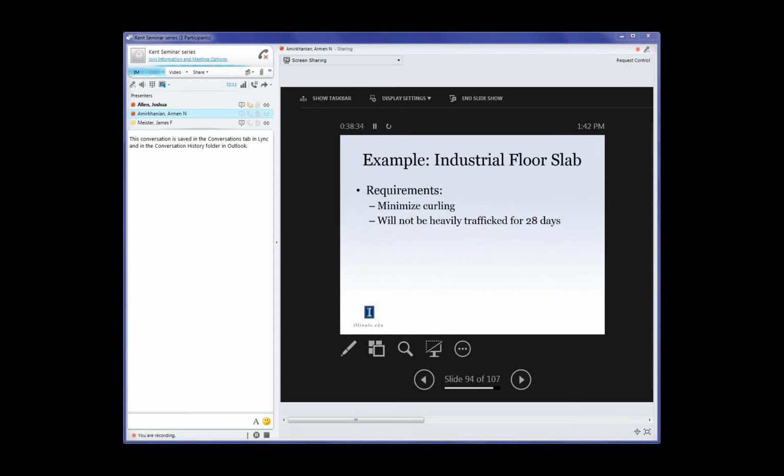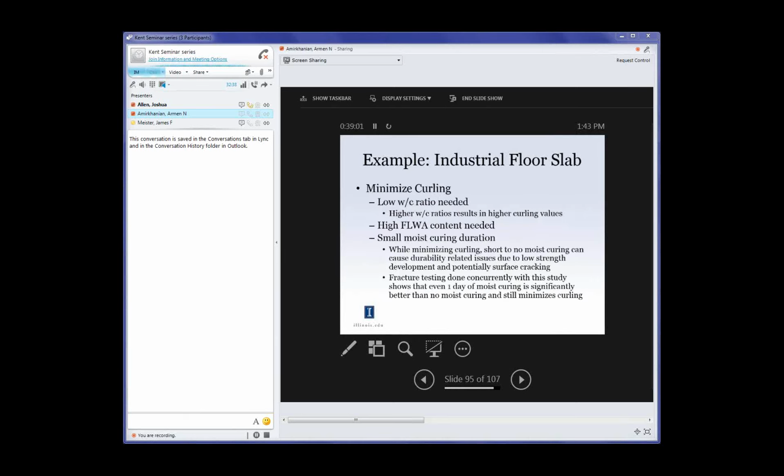So in an industrial floor slab, we want to minimize curling because on floor slabs, they have steel wheel forklifts. If the slab curls up, the wheel hits the edge of the slab and spalls it and can even damage the steel wheel. And because, let's say it's being constructed as the building is constructed, it really won't be heavily trafficked or loaded for about 28 days. So we need to minimize curling, which means we need a low water cement ratio.